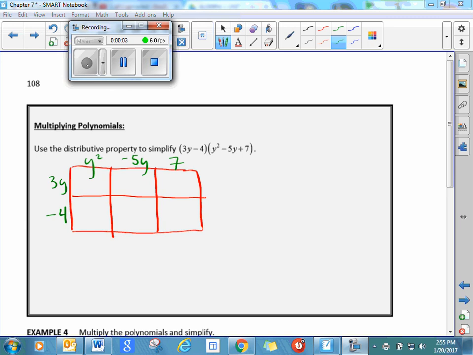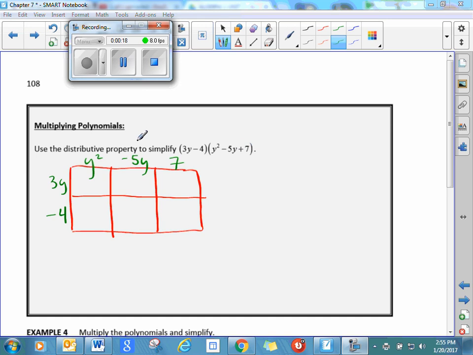Now we've got a binomial multiplying with a trinomial. We're on page 108. And this really isn't any different. It's just got an extra column. We're going to again start with a picture. We're going to start with a rectangle.